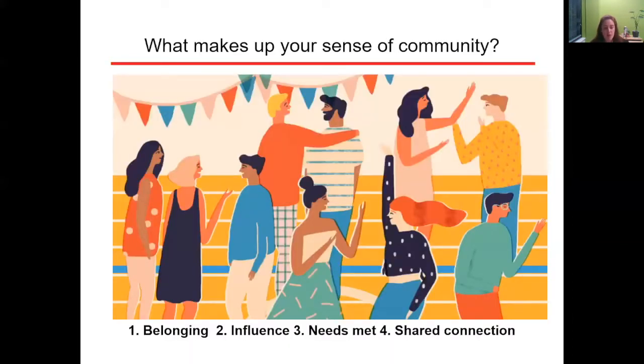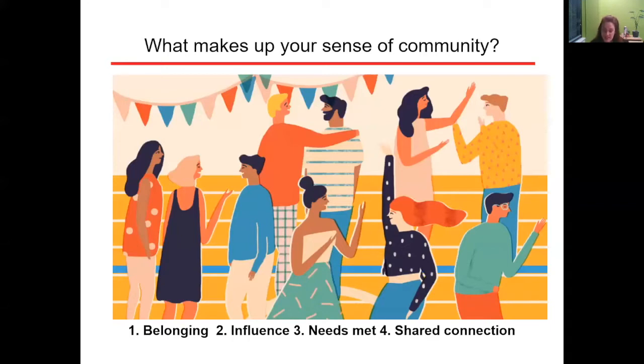So what makes up your sense of community? And what makes you feel like you belong to a community? So this is also something I'd like you to reflect on as we go through this evening. What are the things that make you feel like you belong?